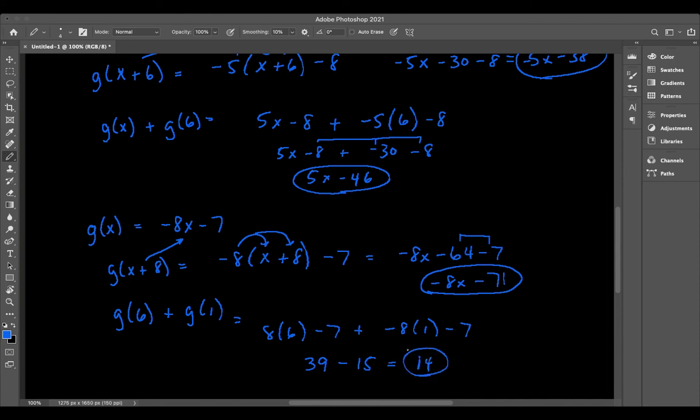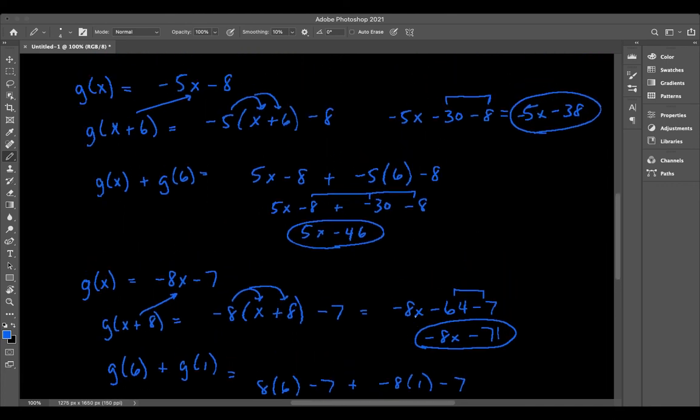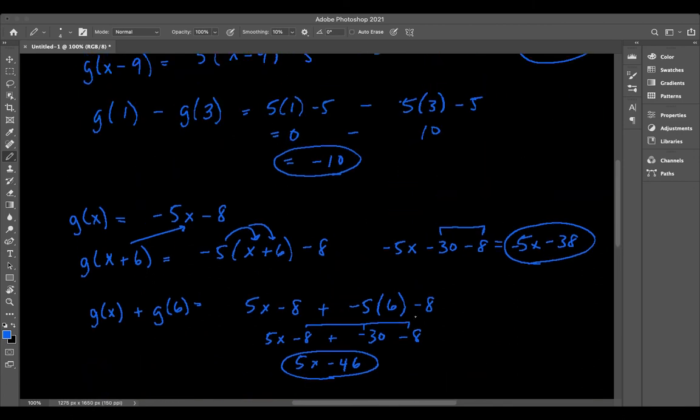Sometimes you might get a value of an expression, and sometimes you just get a whole number value as well. It just depends on what kind of question you have. That's exactly how you do those problems.